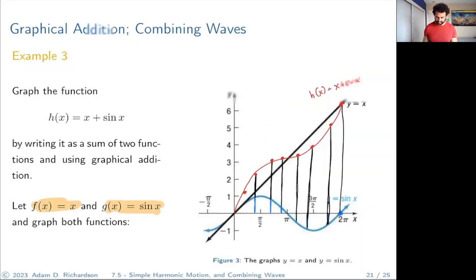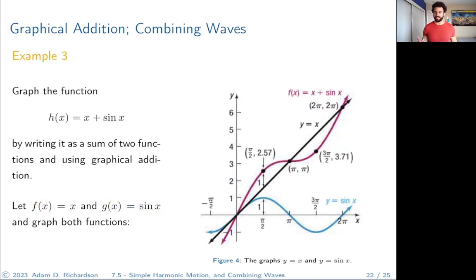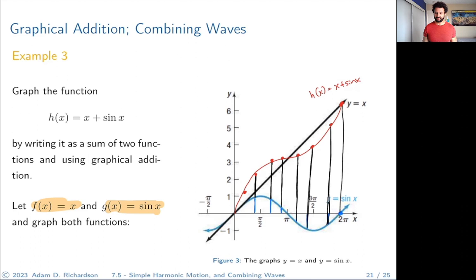But let's see how ours compares with what the book gave. Oh, pretty good, right? Pretty good. Check it out. There it is. Cool stuff, I think. That is an example of graphical addition. So this is just like x and sine of x. We added those two things together, and this is what we got.